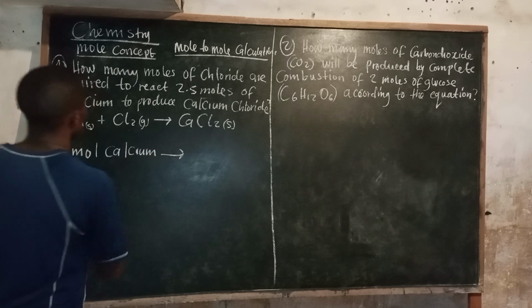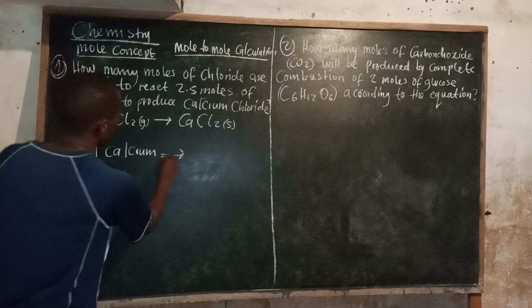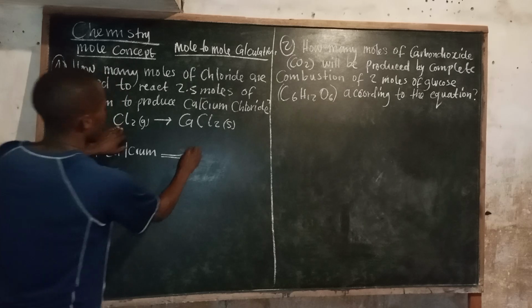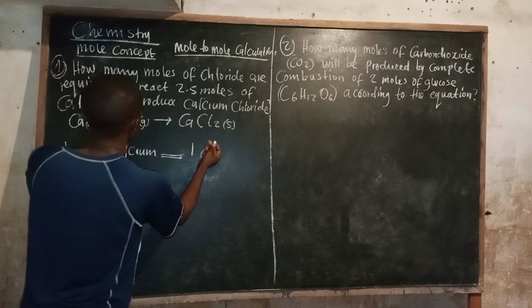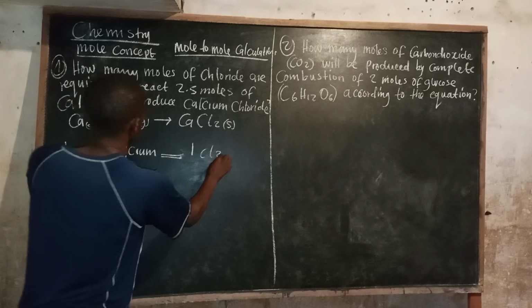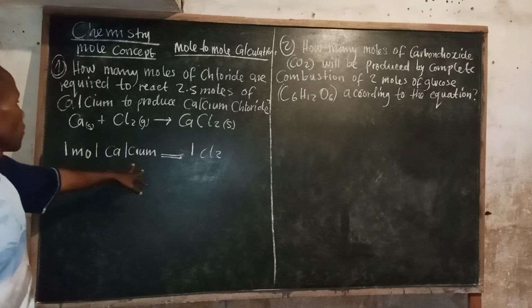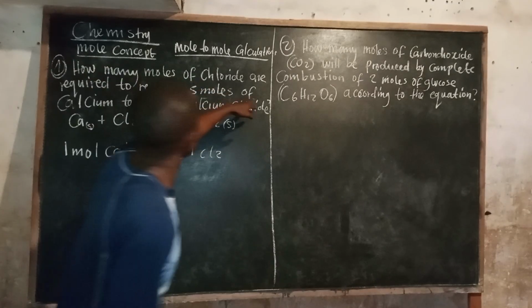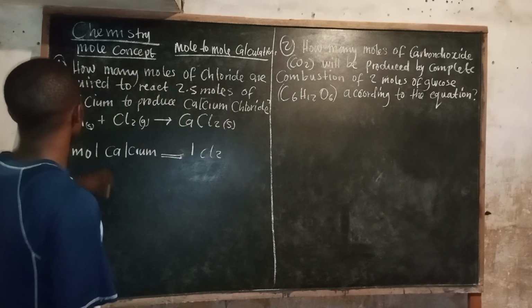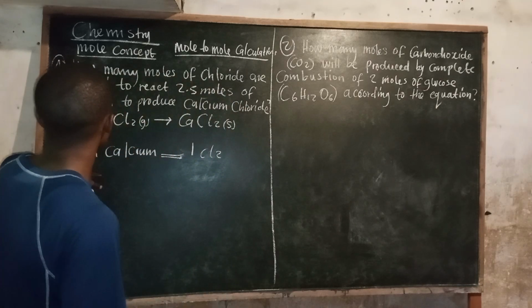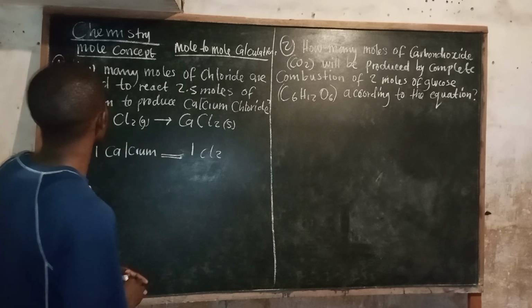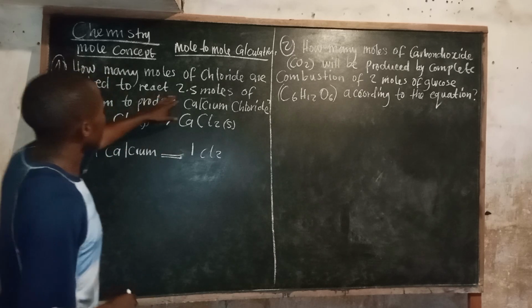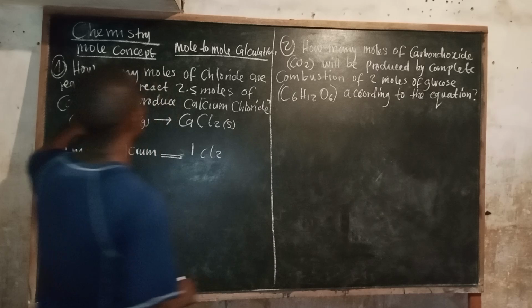is equivalent, or maybe we'll just say equals to 1 mole of what? Chlorine. 1 mole of calcium is equals to 1 mole of chlorine. They are saying how many moles of chlorine. Since they are saying how many moles of chlorine, we have to start with the mole, but they are just one and the same. So now we are given 2.5 moles of calcium.